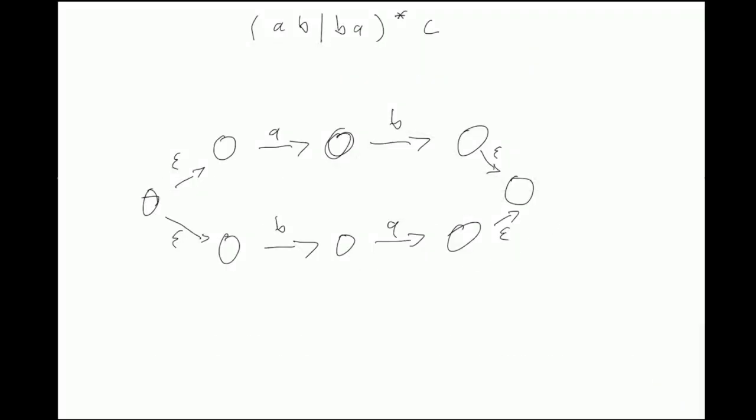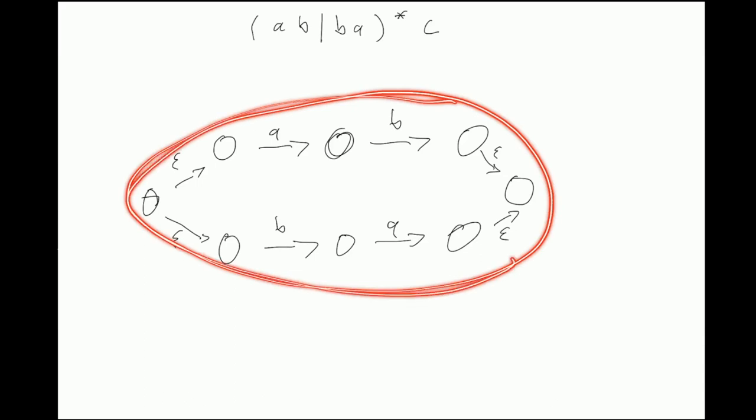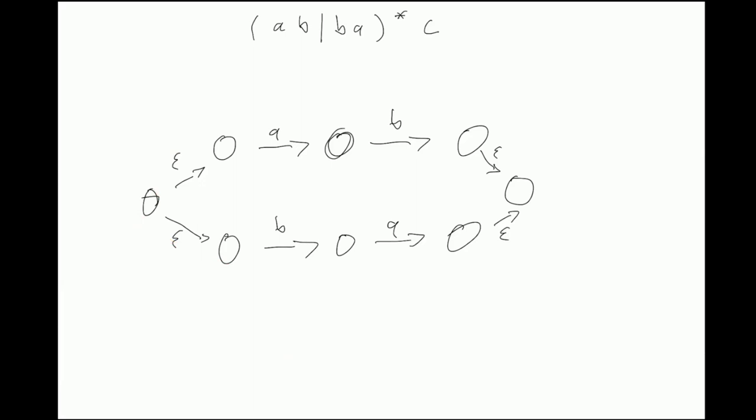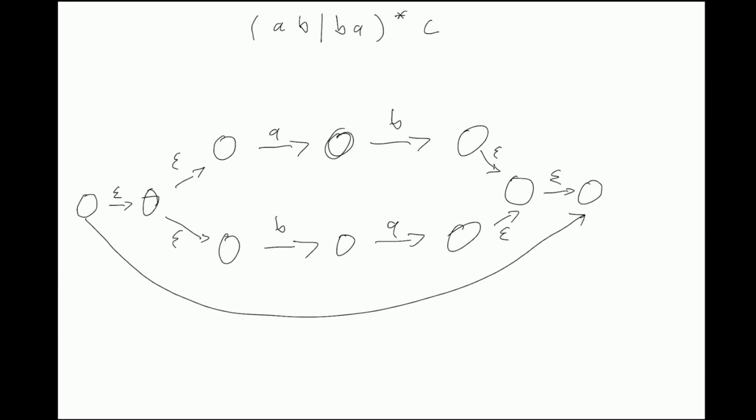So we use this pattern to construct a new NFA. This is our sub-expression here, and we're going to construct our NFA for clean closure around this sub-expression. So here's our starting state for the clean closure. Here's our ending state for the clean closure. Here's skipping over, matching that pattern in parallel. And here's trying to match the pattern again.